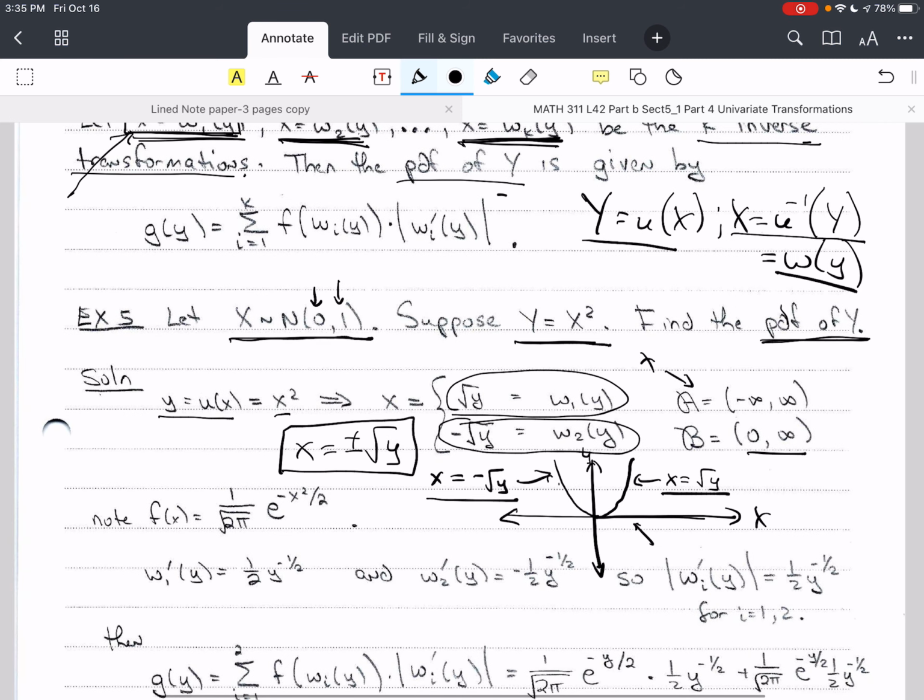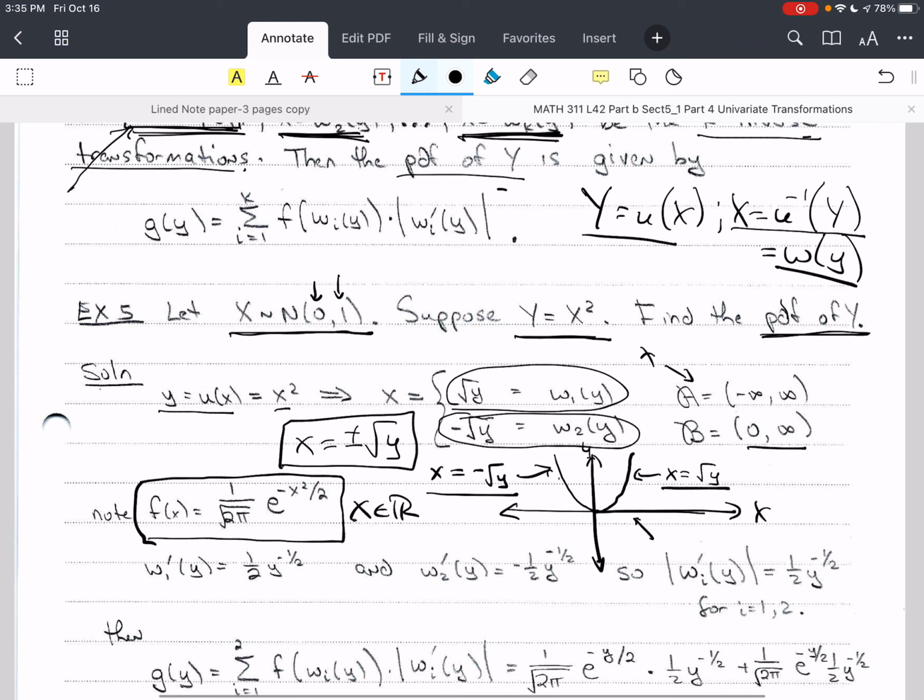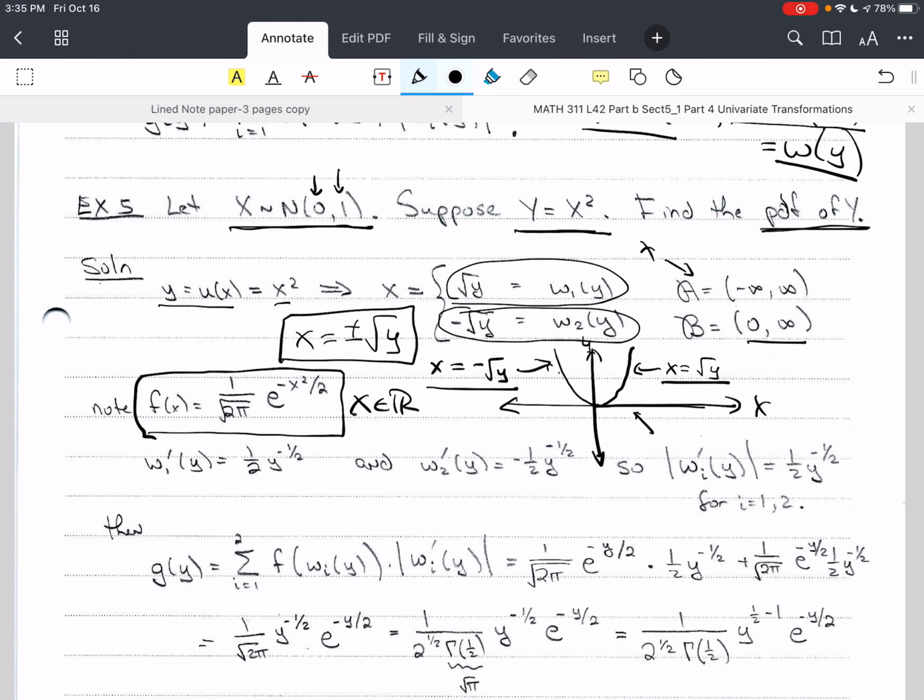Now, f of x is a standard normal, so we need to know the standard normal PDF, which is 1 over square root of 2 pi e to the negative x squared over 2. And x is in the real numbers, from negative infinity to positive infinity. Okay? So now, we've set that w1 of y is the positive square root of y.